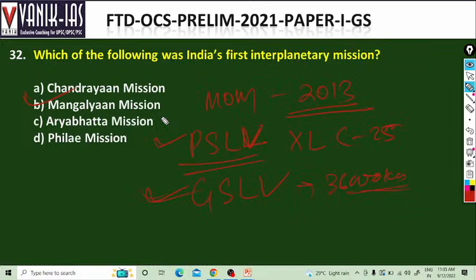But in this case we have also used PSLV, Polar Satellite Launch Vehicle. So it is launched by ISRO in 2013. Okay, Mangalyaan or Mars Orbiter Mission.